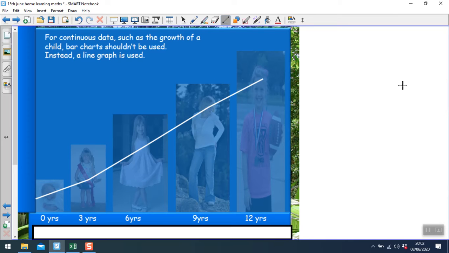Okay, so that was a bar chart, but for continuous data, such as the growth of a child, bar charts shouldn't be used. Instead, a line graph is used, and this is a line graph here. So it's showing that as one child gets older, so the range is along the bottom, how much they grow. So they might be about 60 centimetres when they were born. At 3, they might be about a metre. And then they're going to keep getting taller as they get along.